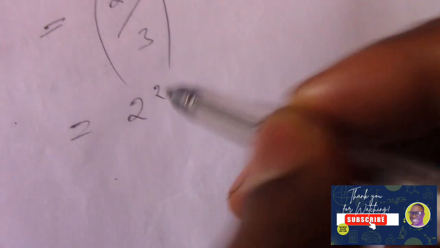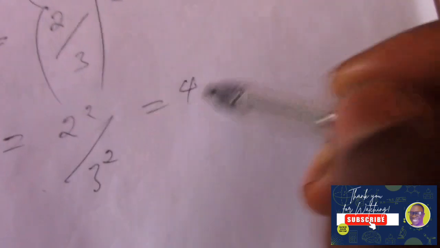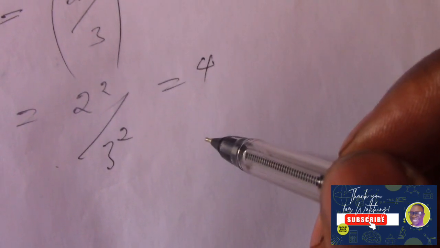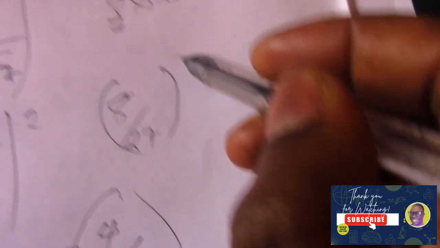At this stage, to simplify the expression, we have 2 to the power 2 and 3 to the power 2. Here you know that 2 to the power 2 is equal to 4, and 3 to the power 2 is equal to 9. So that's our final answer. It's like saying 8 over 27 to the power 2 over 3 is equal to 4 over 9.